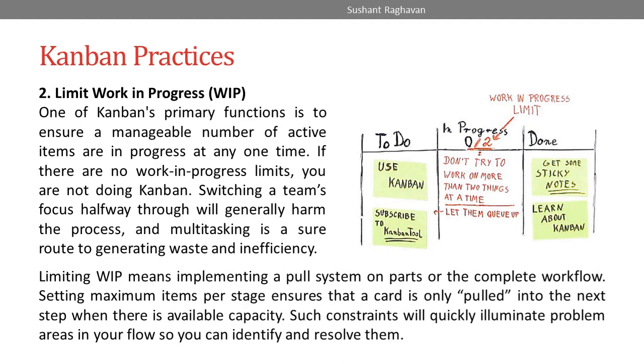Limiting WIP means implementing a pull system on parts of the complete workflow. Setting maximum items per stage ensures that a card is only pulled into the next step when there is available capacity. Such constraints will quickly eliminate problem areas in your flow so you can identify and resolve them.